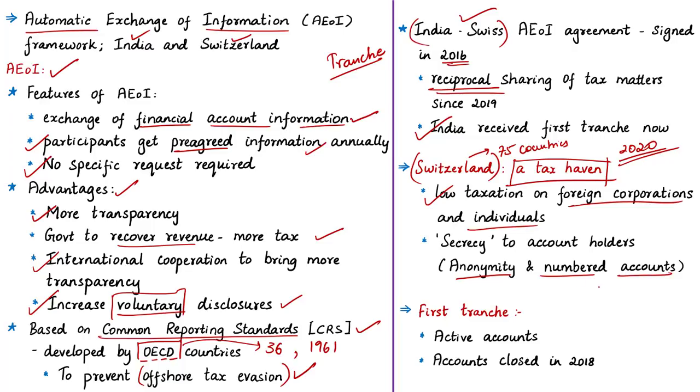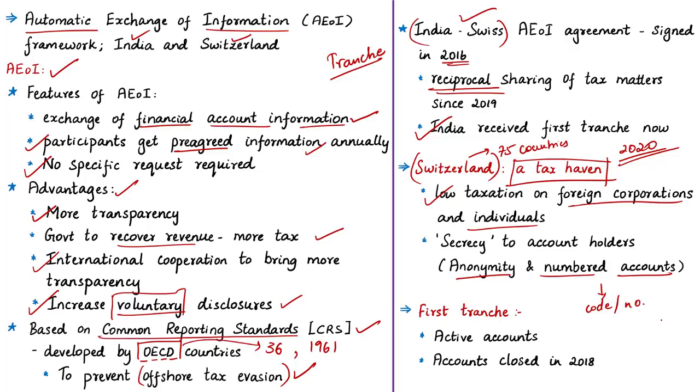Numbered accounts means using a code or number instead of a name on the transactions. Normally, when we carry out a bank transaction in our country, our name will be used, whether to transfer cash or while paying using online mode, etc. But in these numbered accounts, a number or code will appear, not the name of the person.